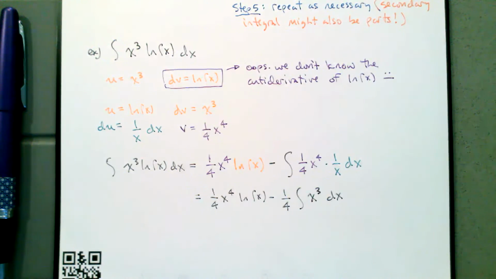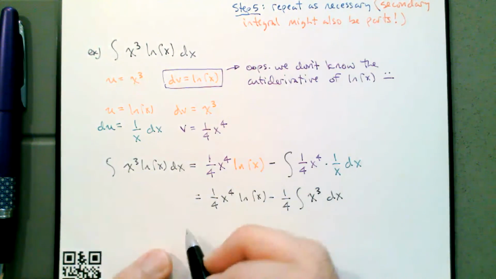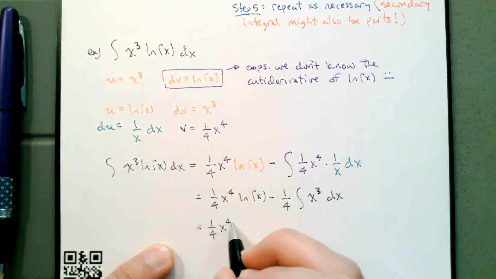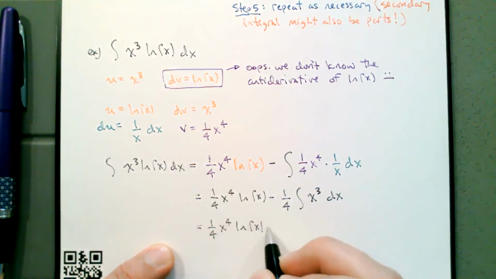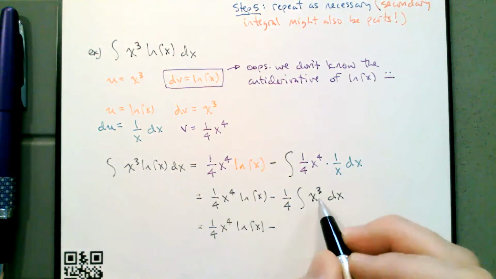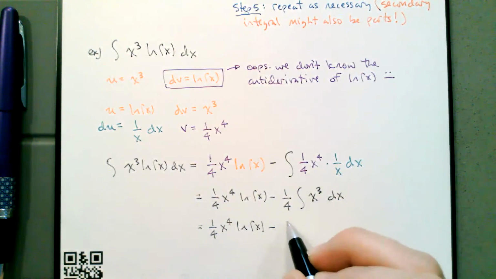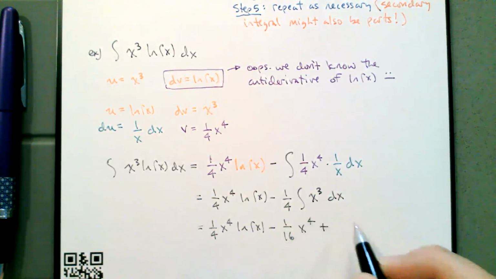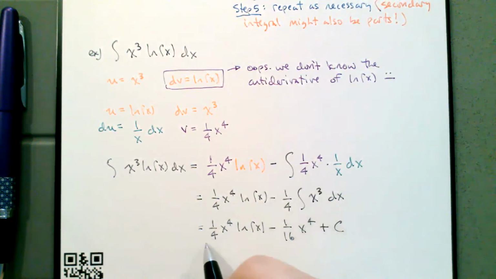Now I'm ready for step 4, integrate the secondary integral. So you have a 1/4 x to the fourth times the natural log of x minus 1/4 of 1/4 x to the fourth, so 1/16 x to the fourth. And since we're done with our integration, we can put a plus c.